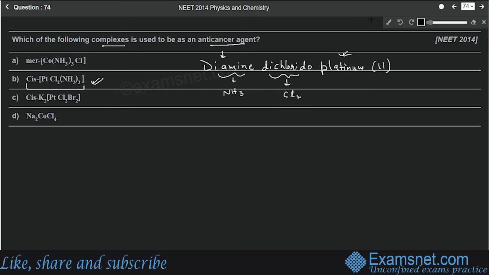If we look at the structure, we have the central atom, that is platinum, then we have 2 amino groups on the same side and 2 chloro groups on the same side. Okay, since the similar groups are present on the same side, this is a cis form, and it is also known as cisplatin.